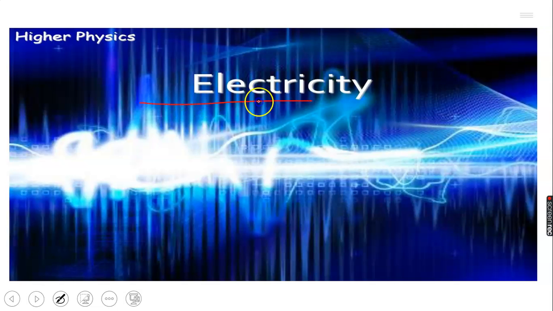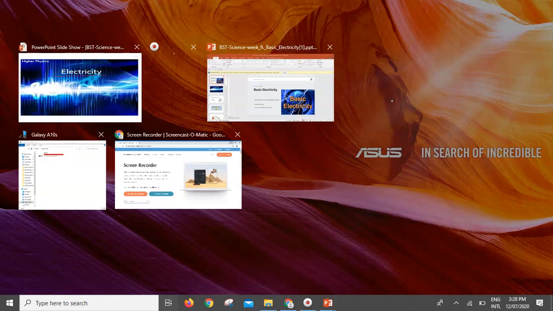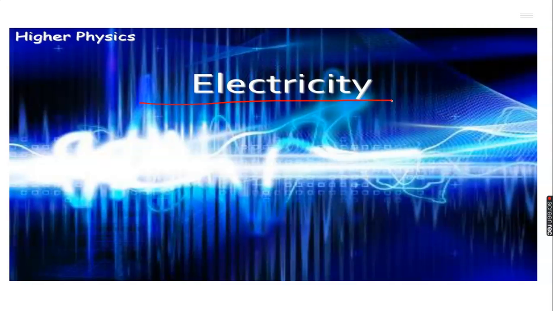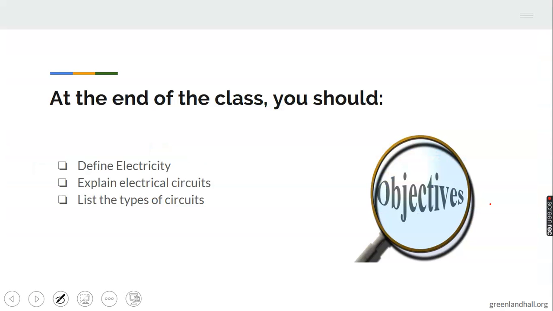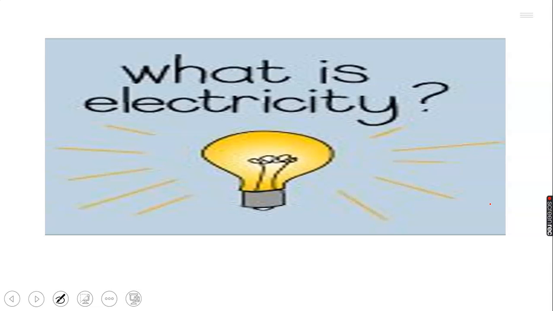You can see the flow of electricity there. Now, at the end of the class, I expect you to be able to tell me what electricity is all about, explain an electrical circuit, and then list the types of circuits. And this is the big question of the day: what is electricity? Anybody have an idea?